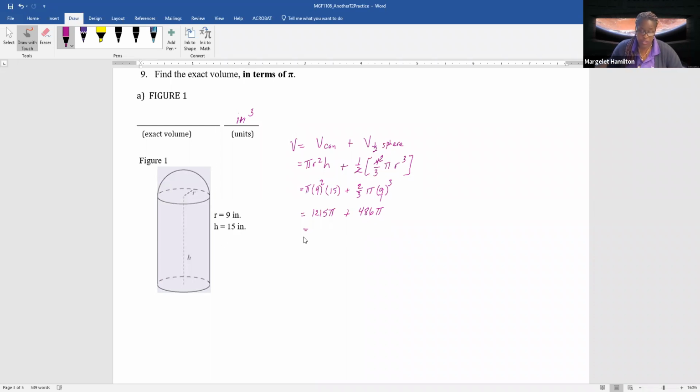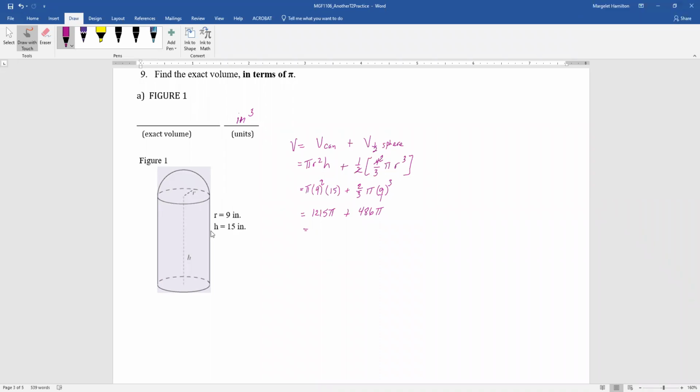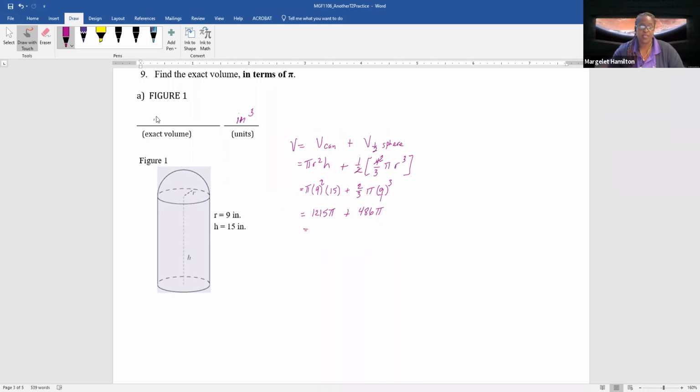So now we have this 486 plus that 1215. That's 1701, and so we get 1701 pi. And then with our dimensions, inches cubed.